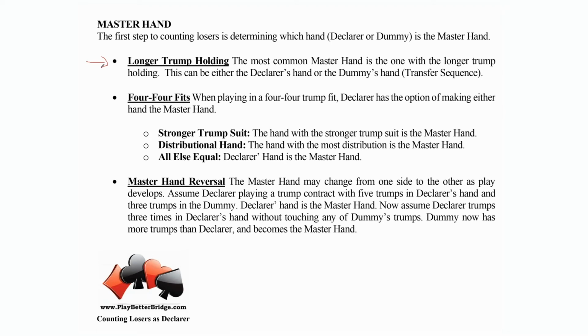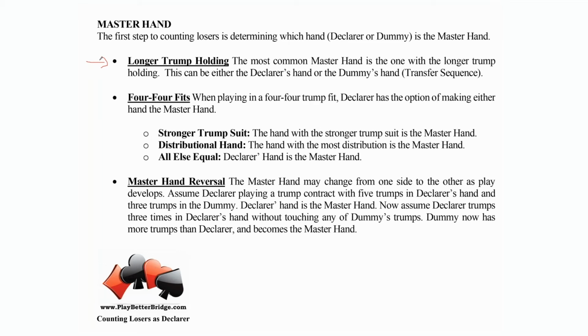Although, if you have a Jacobi transfer sequence or a Texas transfer sequence, the long trump hand transfers to the dummy, and the dummy actually becomes the master hand. So you can't just say, oh, well, I'm going to count my losers from my hand, right? No, it's not my hand, it's the master hand. And we need to first determine, is the master hand going to be declarer's hand, or is the master hand going to be the dummy?